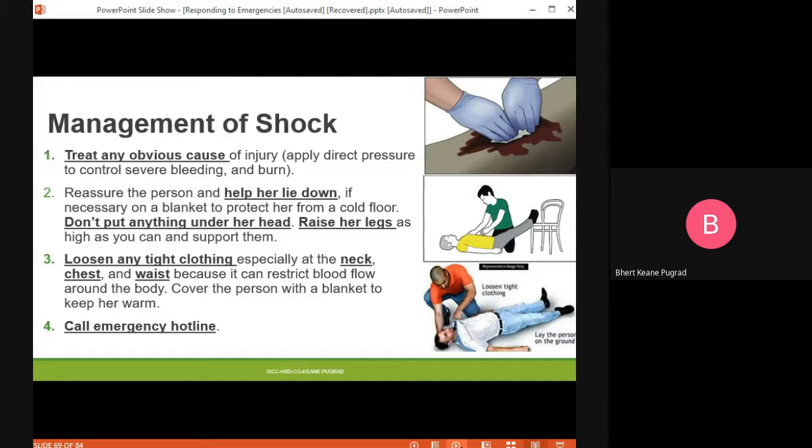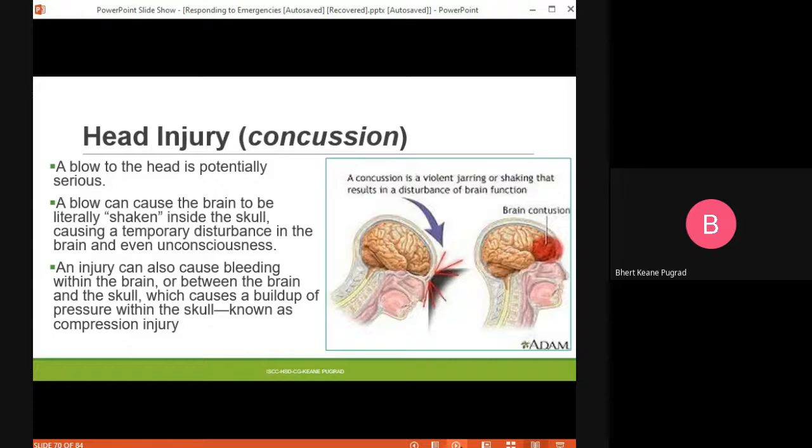Okay, you need also to apply blanket to keep the patient warm. Don't put anything under her head and raise her leg as high. Okay, but you also need to support the patient. You also need to loosen the tight clothing and neck of the patients and waist. Okay, and call emergency hotline.